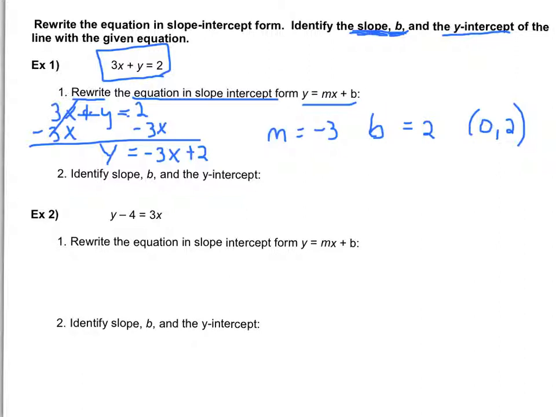All right, and that's my answer to number 1. The slope is m, b is the y-intercept, and the point at which it intercepts is (0, 2). All right, let's try number 2.